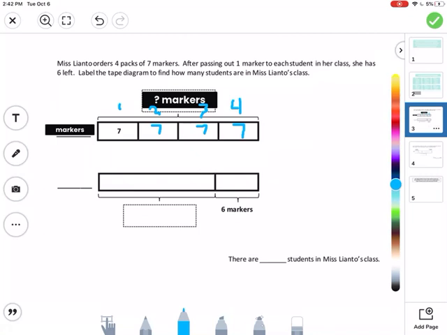So we have 7 plus 7 plus 7 plus 7. That would be 4 times, or 7 times 4. So you guys could count on, I would count 4 7 times. So hold up 7 fingers and do 4, 8, 12, 16, 20, 24, and 28. So there is a total of 28 markers.